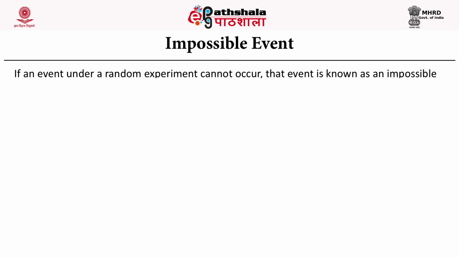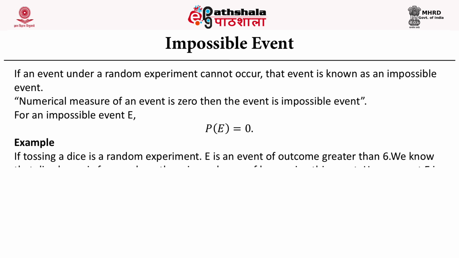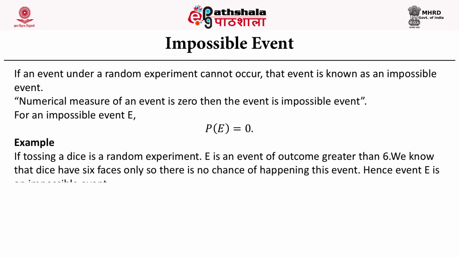If an event under a random experiment cannot occur, that event is known as an impossible event. If the numerical measure of an event is 0, then the event is an impossible event. For an event E, probability of E is equal to 0. For example, if tossing a dice is a random experiment, E is the event of an outcome greater than 6. We know that a dice has 6 faces only, so there is no chance of this event happening. Hence, event E is an impossible event.